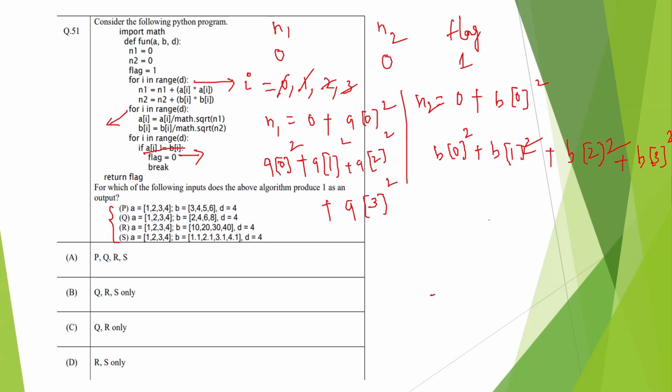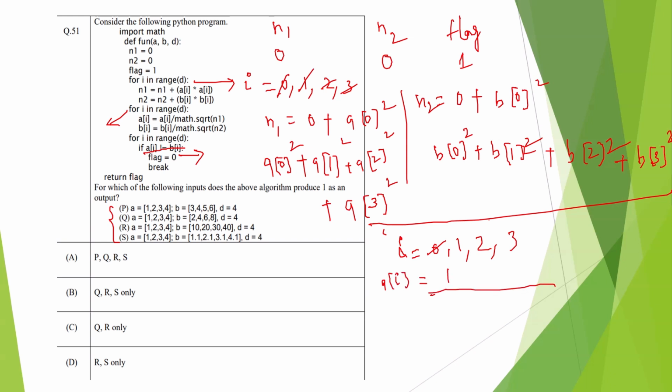So now this is this loop. Now we'll run this loop, for I in range D, and we are passing D as 4. Again, this I will run up to 0, 1, 2, 3. See here, for the first time, if I is equal to 0, what is the value of A of I here? A of I is equal to 1 upon whatever value we are getting there.